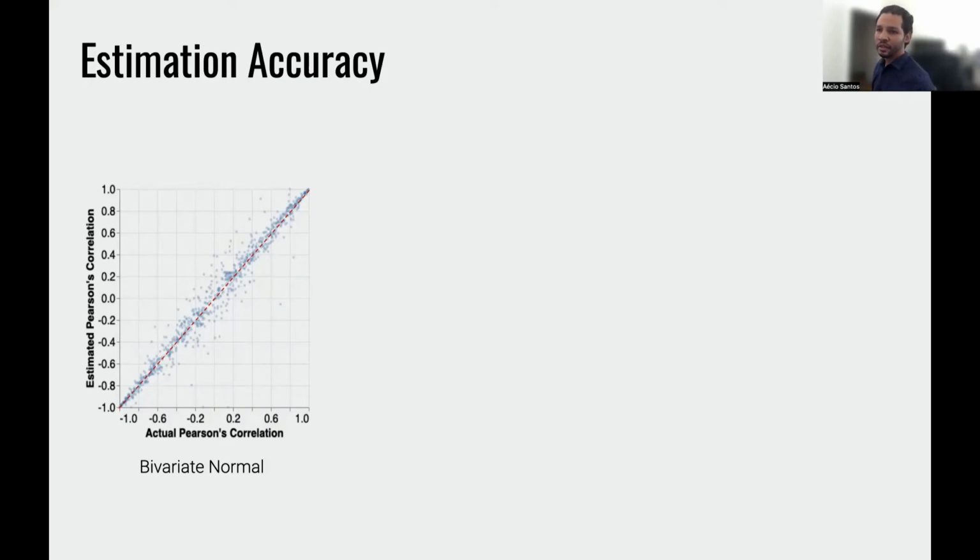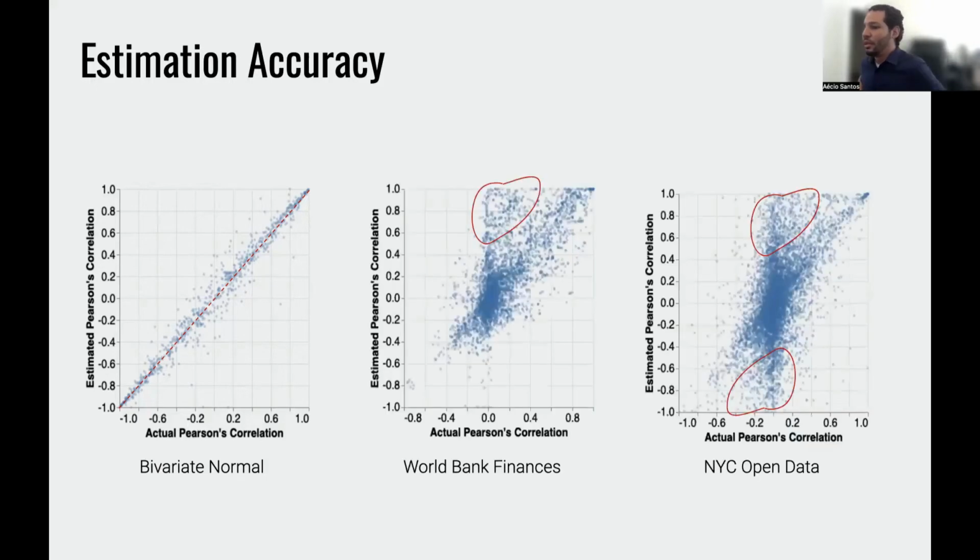And this is bivariate normal distribution, synthetic data, and we see that all the estimates are close to the diagonal, which is the ideal values that we would like to see here. We also applied this to real-world data, and these are very large data set collections from 2 different data catalogs.